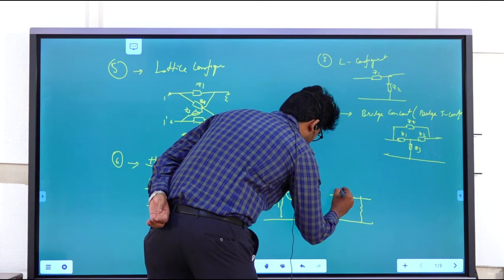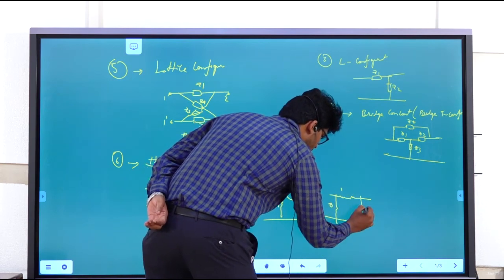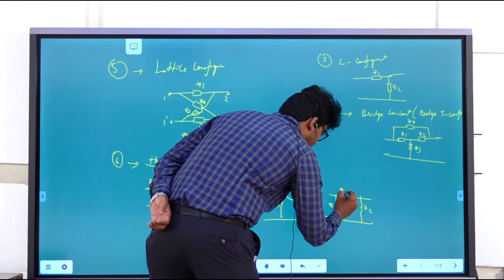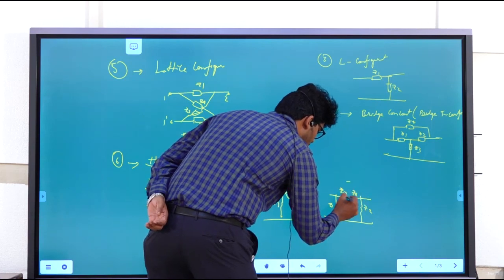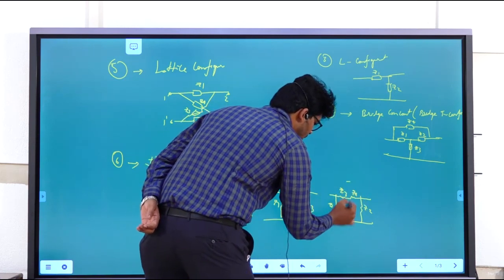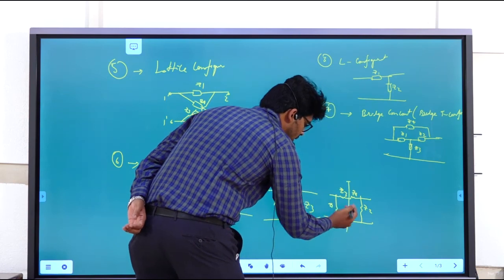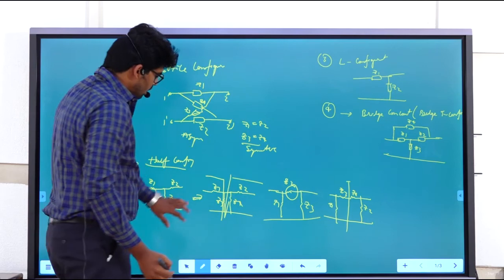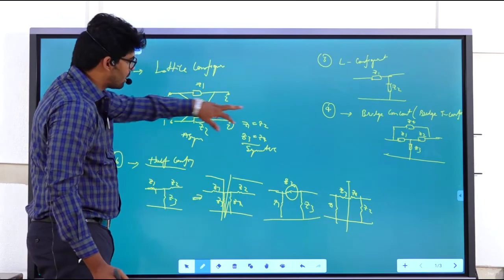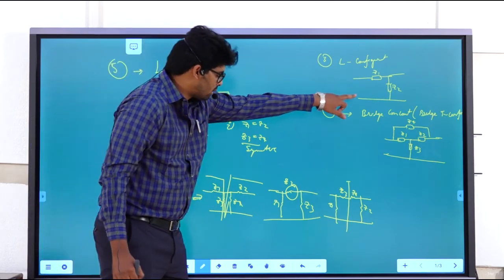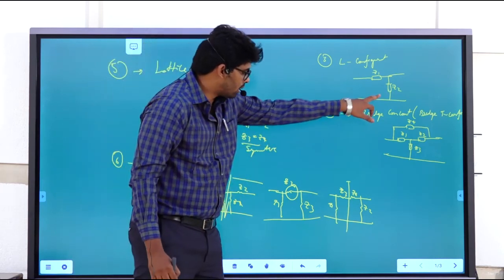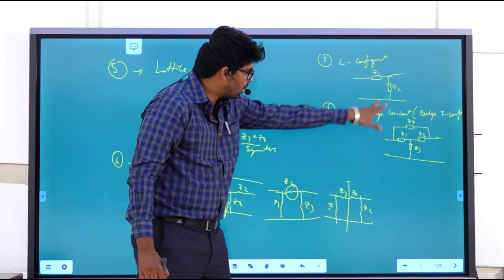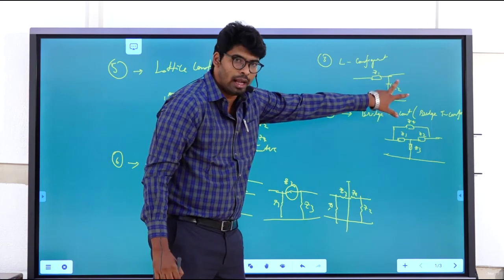So this is say Z1, Z2 and Z3, Z4. The combination of this will come to Z2. So this is another half, and this is another half, and this is another half, and this is another half. See, if this is halved, you will get an L section. This is an L configuration, and this half is also an L configuration, and this half is also an L configuration, and this also is an L configuration.